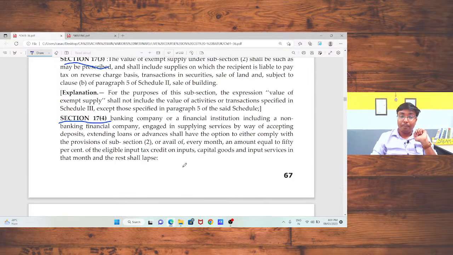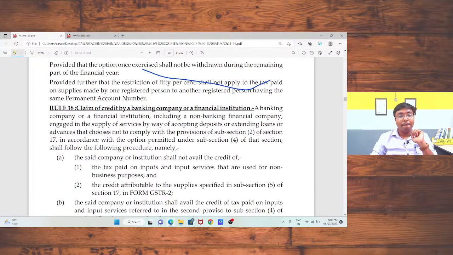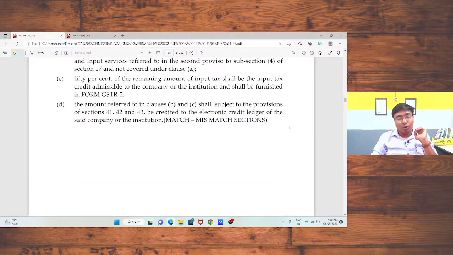Is that okay, sir? Shall not withdraw during the remaining year. Okay, shall not avail the credit of non-business purpose and section 17. The remaining input tax credit remains input tax credit, you should take 50% of that input tax credit and you can claim the input tax credit. Is that okay, sir?